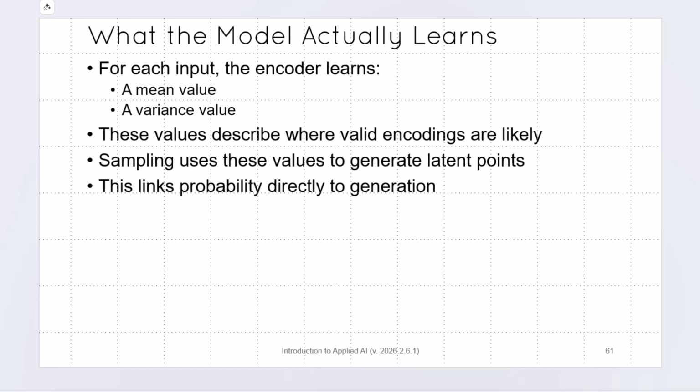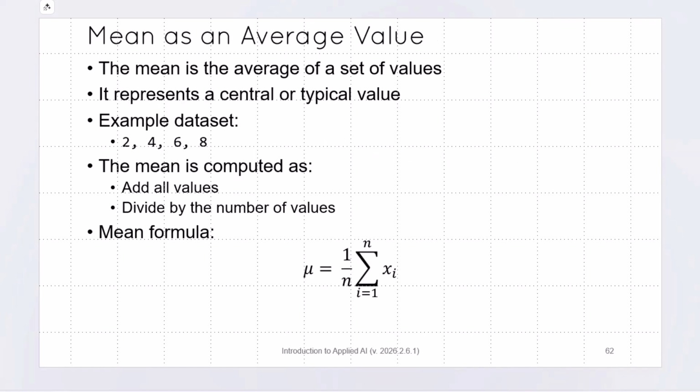So what does the model actually learn? For each input, the encoder learns a mean value and a variance value, and these values describe where valid encodings are likely. Sampling uses these values to generate latent points, and this links probability directly to generation.